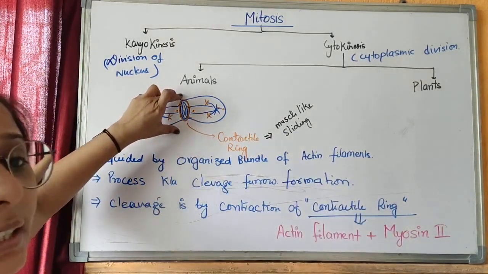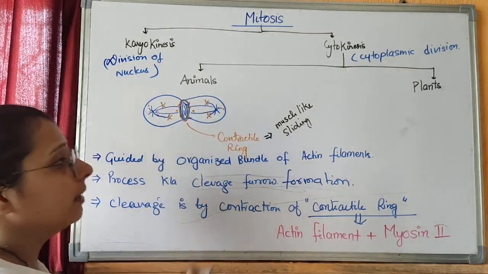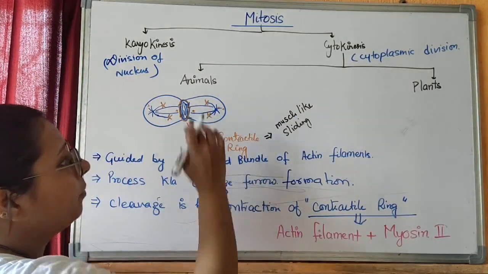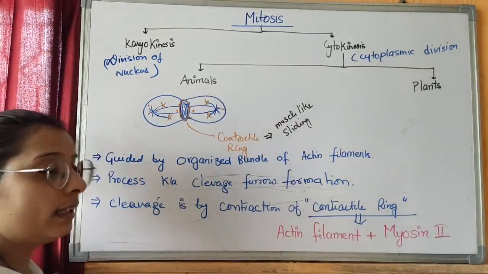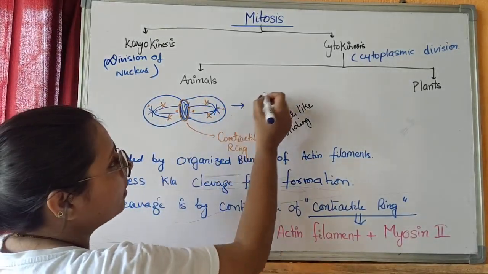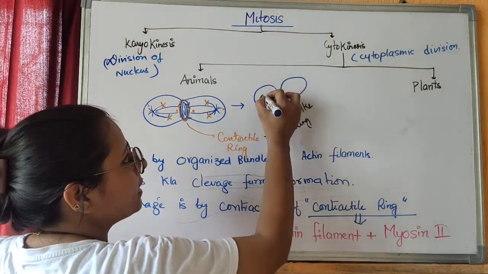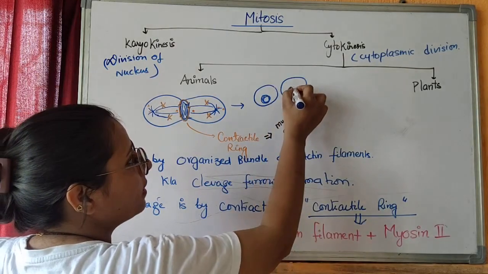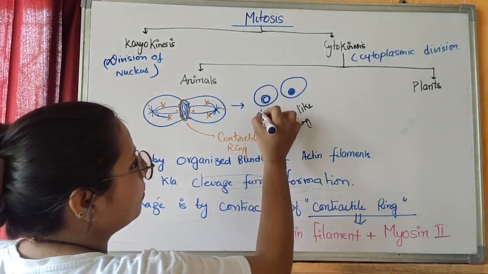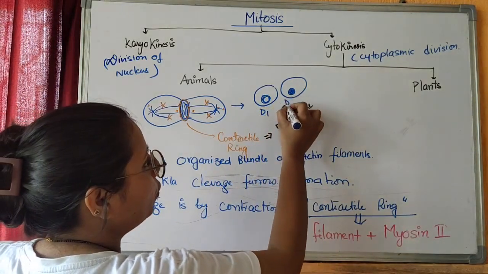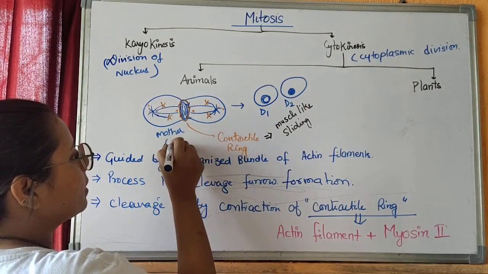This contractile ring structure shows contraction and muscle-like sliding. By the contraction or sliding of this actin and myosin filament, it leads to the division of the cytoplasm with the separate nucleus, forming two daughter cells, daughter 1 and daughter 2, from the mother cell.